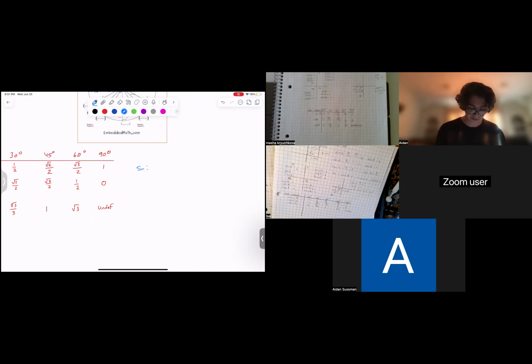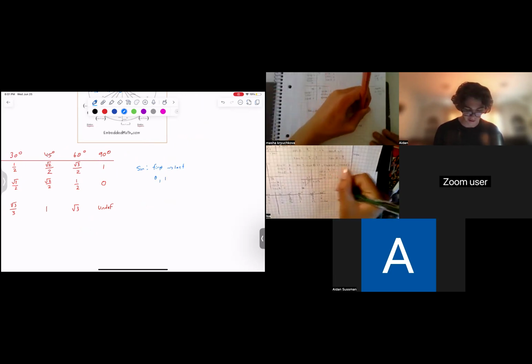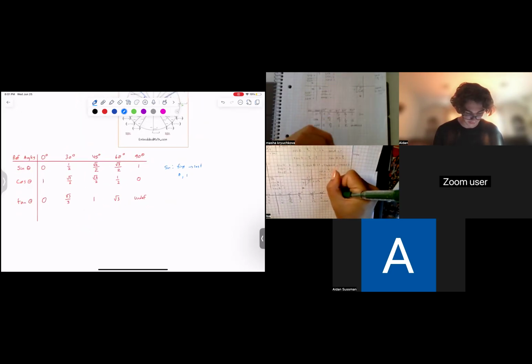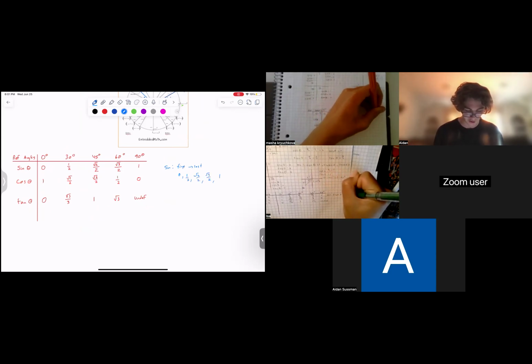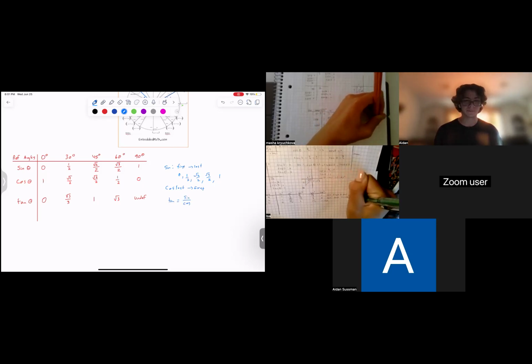For sine, it's going to be first to last. It's going to count up. So 0, 1, and they all have square roots, right? So 1 over 2, square root of 2 over 2, square root of 3 over 2, and then it goes to 1. Cosine is just last to first. It just goes the other way. And of course, we know that tangent is just sine divided by cosine.